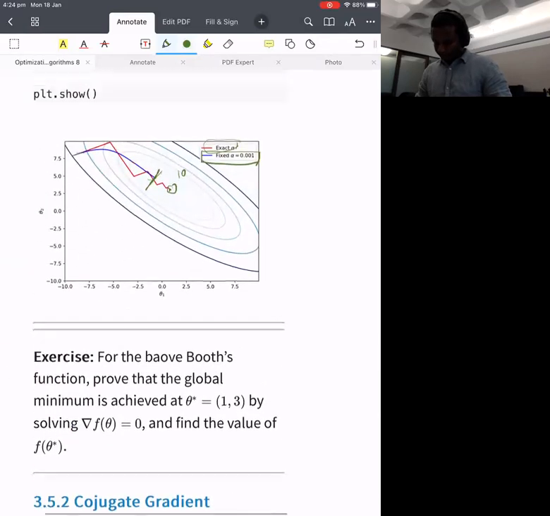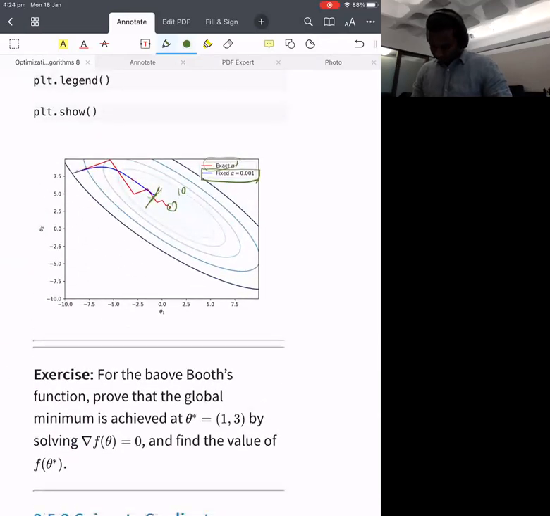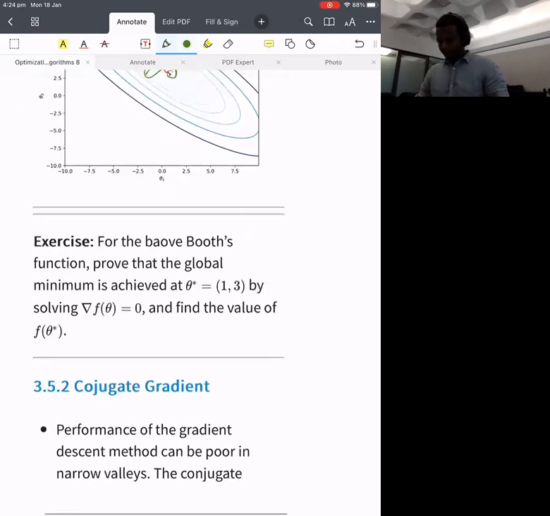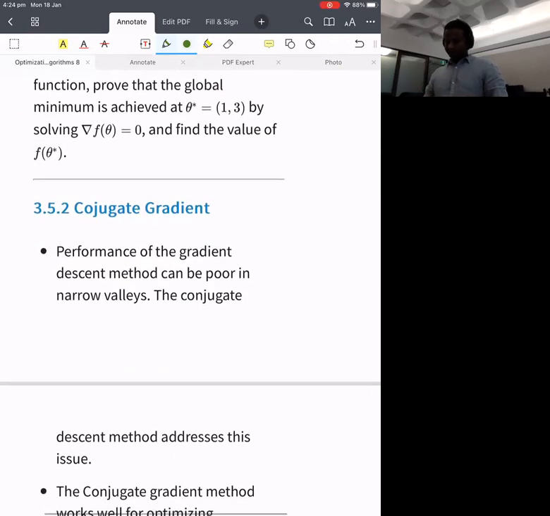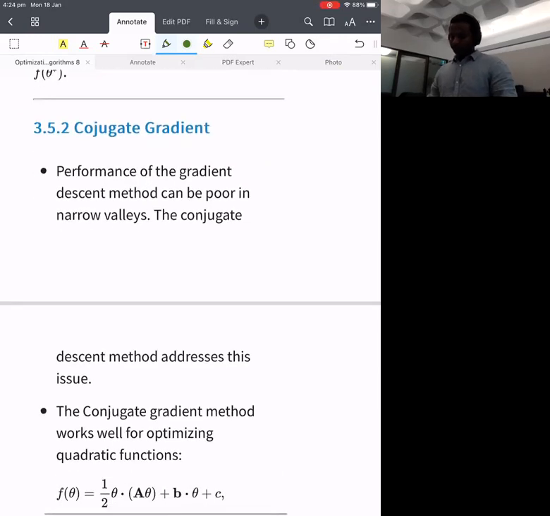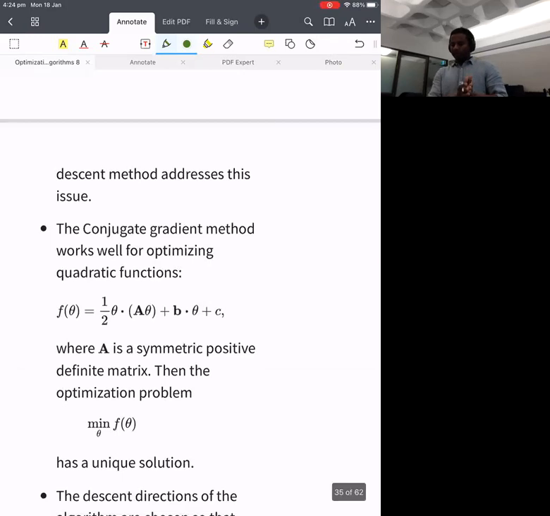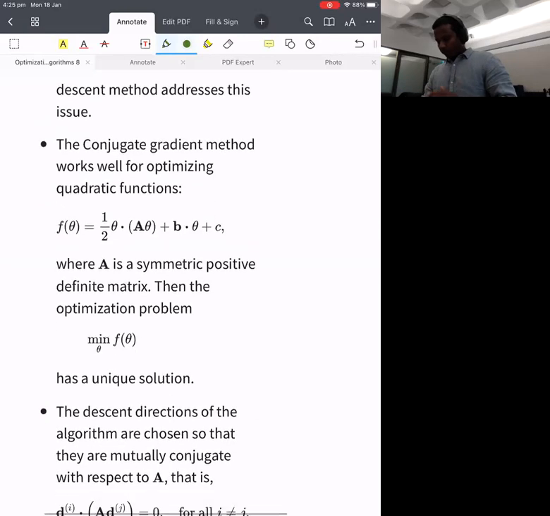As I said here, once you enter, there is a chance that you zigzag, and you see later that that is in fact the case with gradient descent. And to remedy this situation, there is something called conjugate gradient. So in gradient descent, we have this zigzag way of traveling.